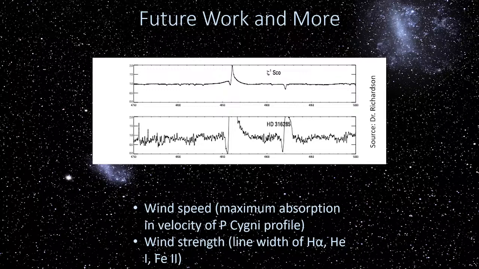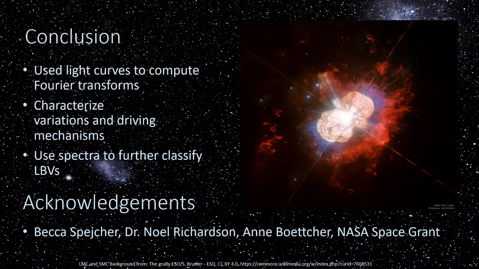And then currently we're working on writing a paper for this, and Becca, my research partner, is looking into galactic LBVs and their spectra to further classify these stars. In conclusion, we used light curves from TESS to perform Fourier transforms so we can get parameters to characterize the internal driving mechanisms, and then using spectra to further classify the LBVs. Thank you.